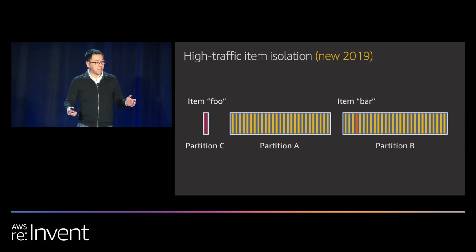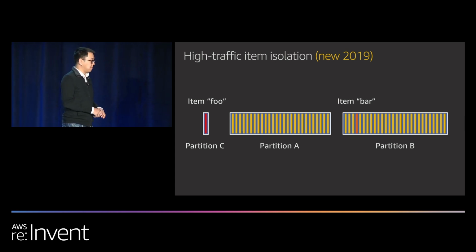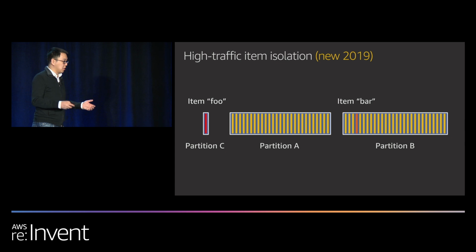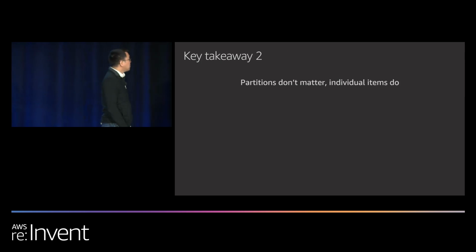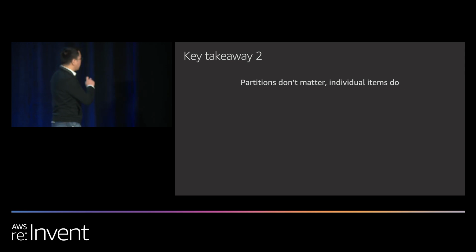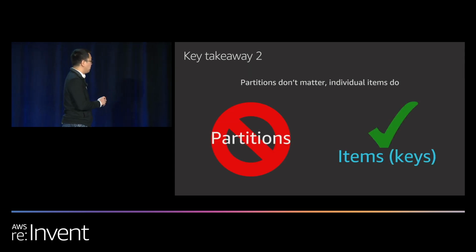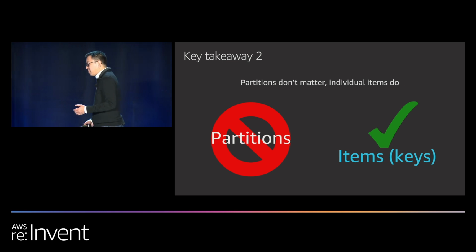And at that point, the line between what a partition is and what an item is becomes very blurred, right? Because yes, there are partition limits, but if there's only one item on the partition, the item limits and the partition limits essentially become one and the same. So this is key takeaway number 2, which is that partitions don't matter anymore. Individual items do. So what does this mean for how you approach design on DynamoDB?